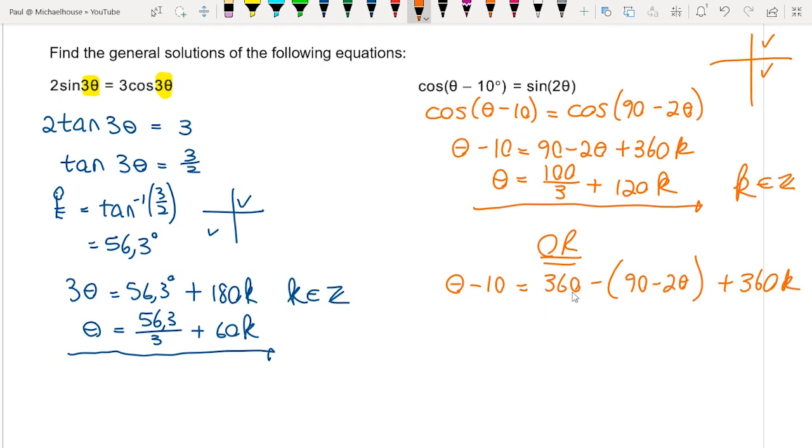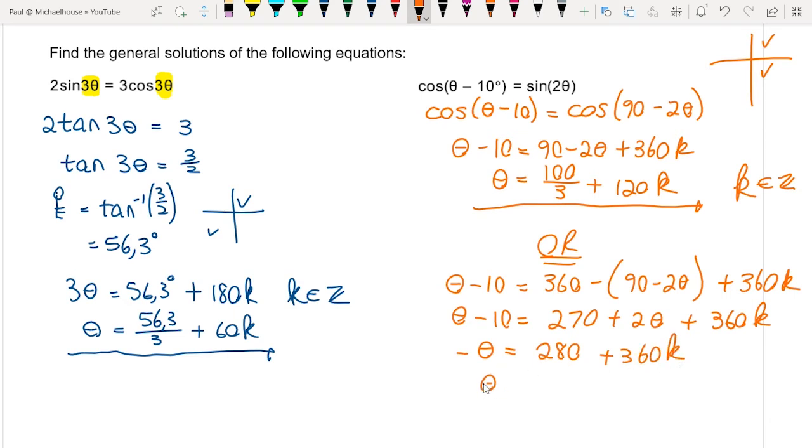This one here, we actually end up with theta minus 10 is 270 plus 2 theta plus 360k. I'm now going to add 10 and subtract 2 theta from both sides. So I get minus theta is 280 plus 360k.